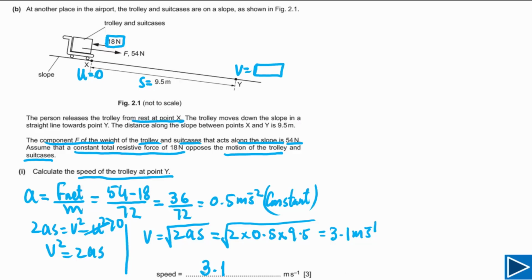The first mark is if we have got the right value of acceleration. So this is the first C mark. And the second C mark is if we have used this formula and we have plugged in these values. And the last mark is for the answer, if we have got the right answer.